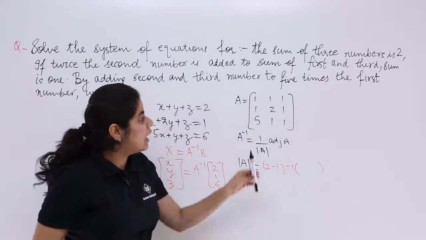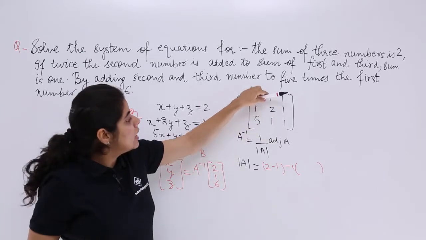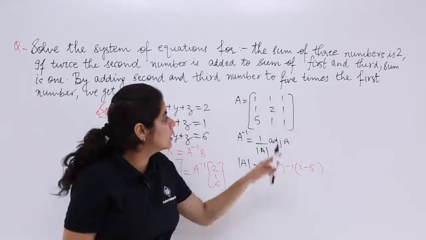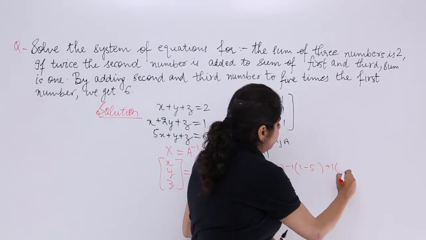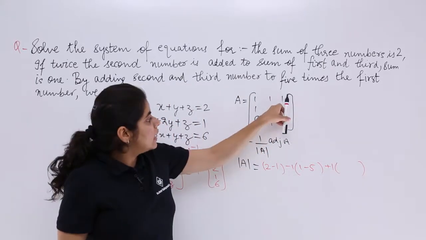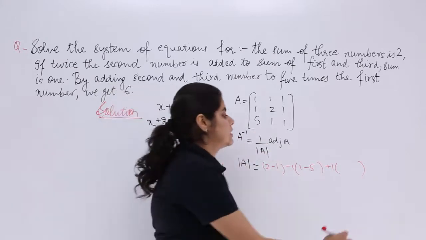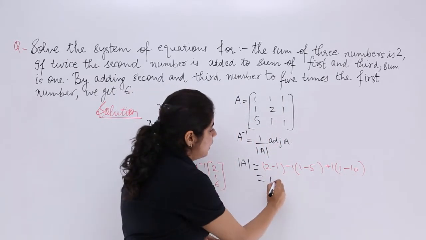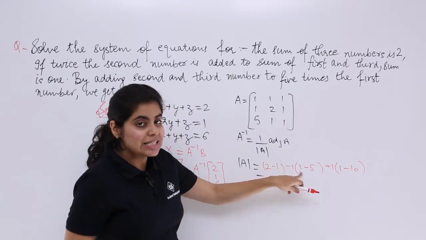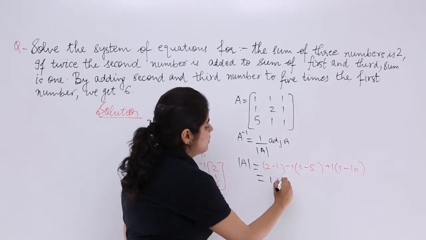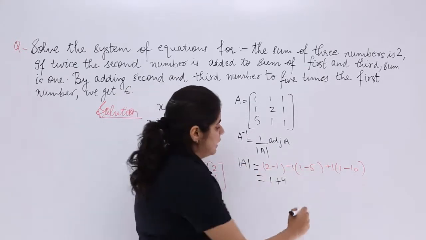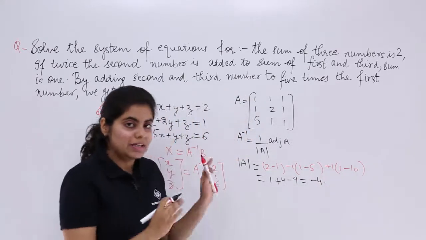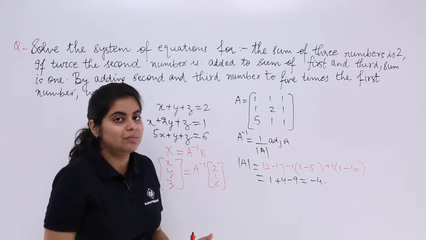Again inside, after ignoring this column and this row, 1 minus 5. Then last but not the least is plus 1. Ignore this, you have 1 minus 10. Inside what is left is 1 minus, since minus is there, inside is minus 4, so it becomes plus 4 and minus 9. So it is 5 minus 9, which is minus 4. Minus 4 is the value of the determinant.